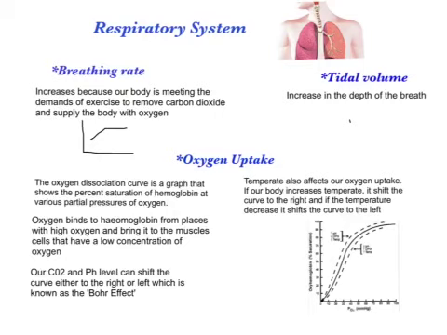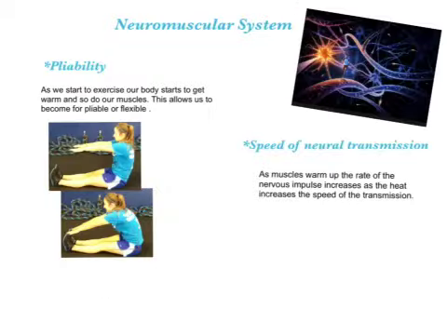Our blood becomes acidic when there is too much carbon dioxide, which means there is a decrease in pH. This shifts the curve to the right. In the lungs, there is a low pressure of carbon dioxide and higher pH levels, which would shift the curve to the left to enhance oxygen uptake. Our temperature also affects our oxygen uptake. If our body temperature increases, it shifts the curve to the right, and if the temperature decreases, it shifts the curve to the left. The third body system is the neuromuscular system.